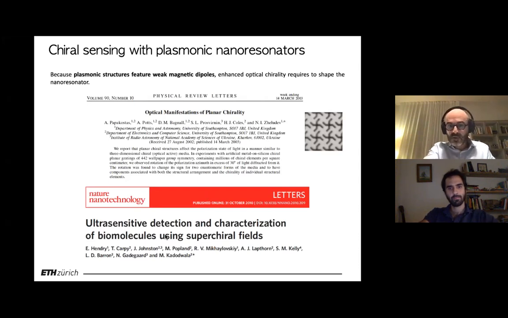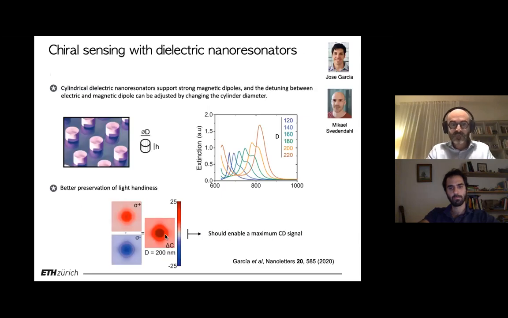So all that was with plasmonics. I'd like to come back to the silicon nanoresonators I was mentioning before. Here you have two advantages. The first one is that, as I mentioned before, these guys have a strong magnetic resonance, not only a strong electric resonance. And the good point is that by changing the diameter of the cylinders, we're going to be able to detune the electric and the magnetic dipoles. So I'm going to play with C. I'm going to be able to adjust and to engineer C.